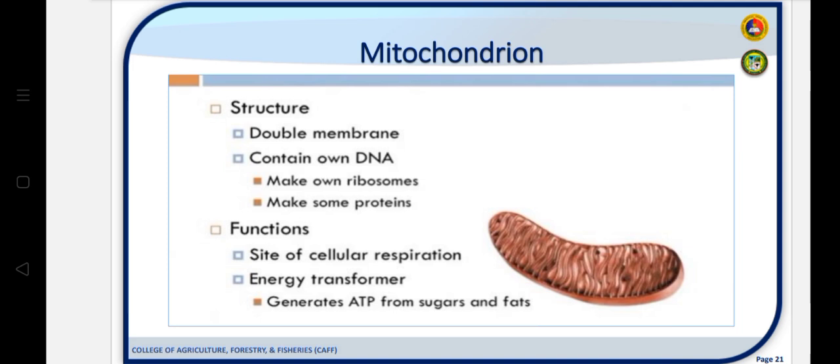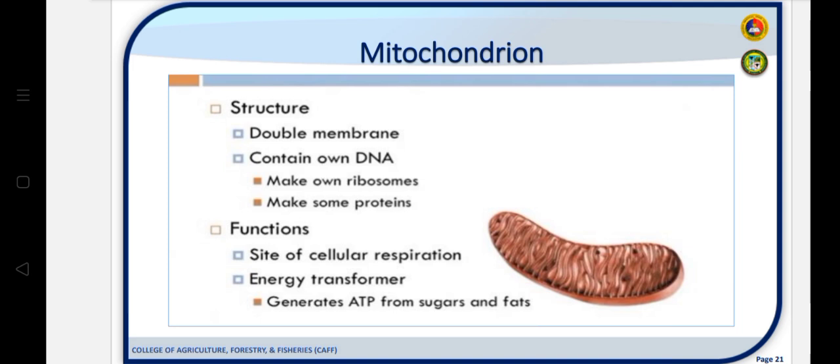Mitochondria are where cellular respiration happens. This is the process of breaking down sugars and fats to release energy. Then, in terms of energy transformer, they transform the energy from food into ATP, or adenosine triphosphate, the molecule that powers almost all cell activities. So ATP, or adenosine triphosphate, is like the battery that runs the cell's machine.